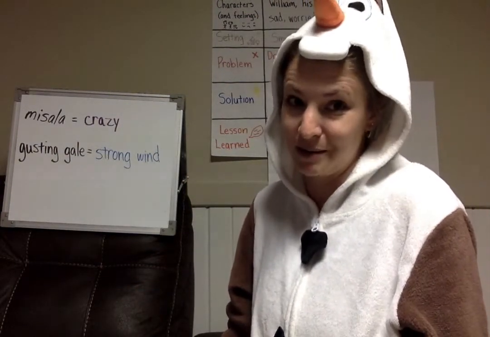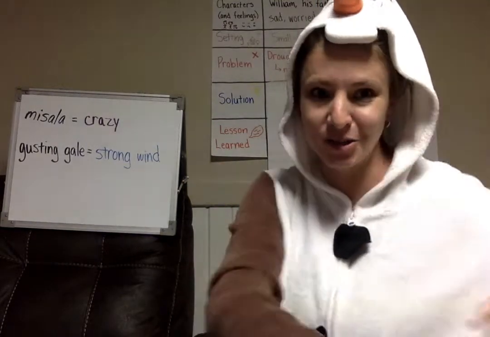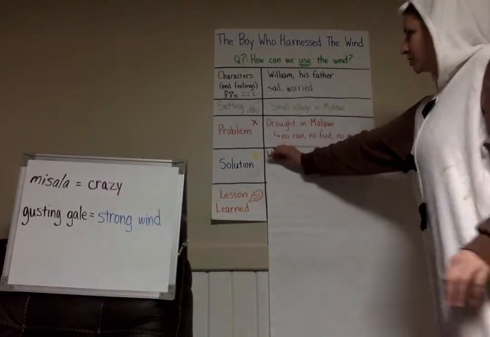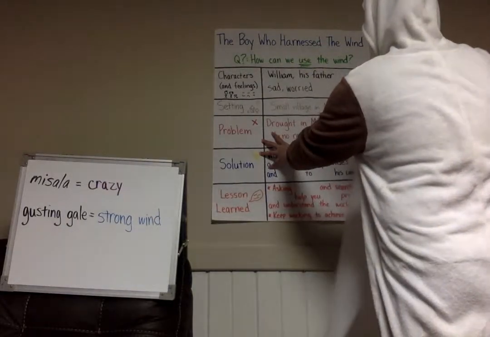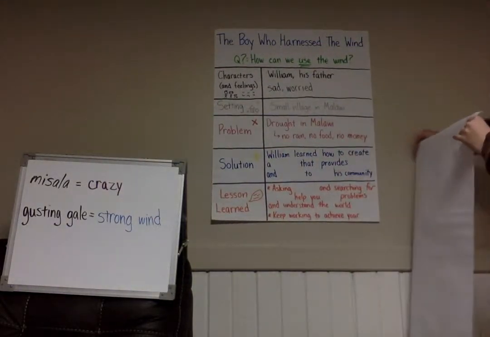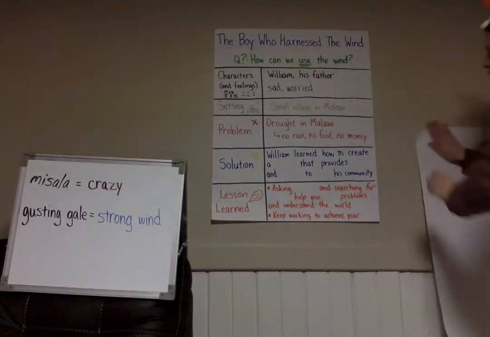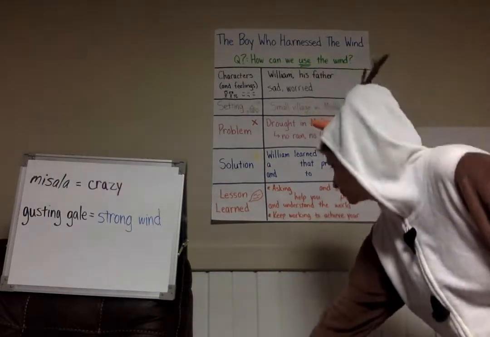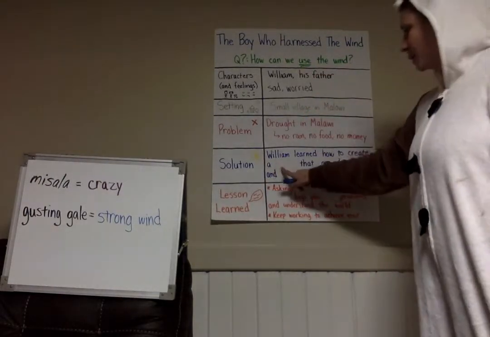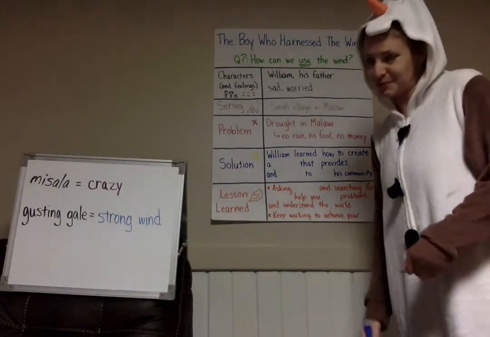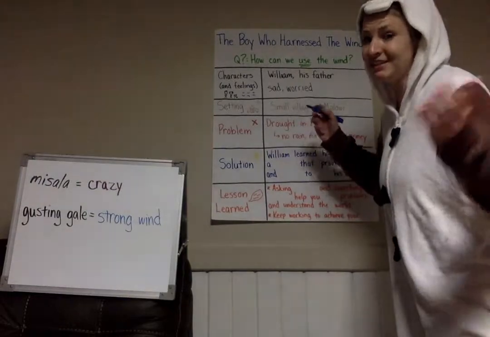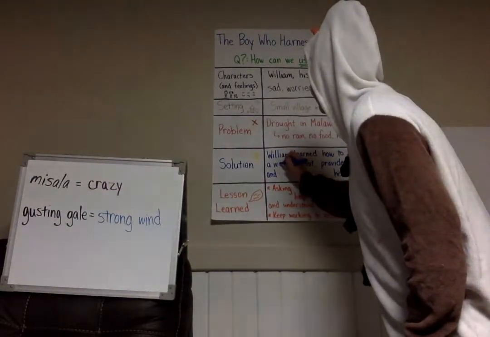Did William solve the problem? Yeah, he sure did. So let's go fill out our story elements on our chart. Olaf's coming with us. So we need to figure out the solution and how William solved his problem. Let's see if you can help me fill in these blanks for our solution. It says, William learned how to create a... What did William learn how to create? Windmill. Yeah, he made that windmill.